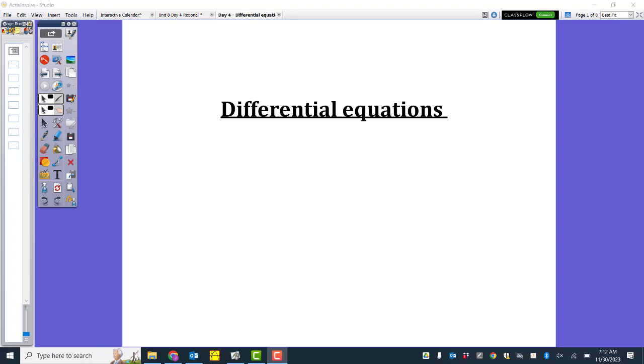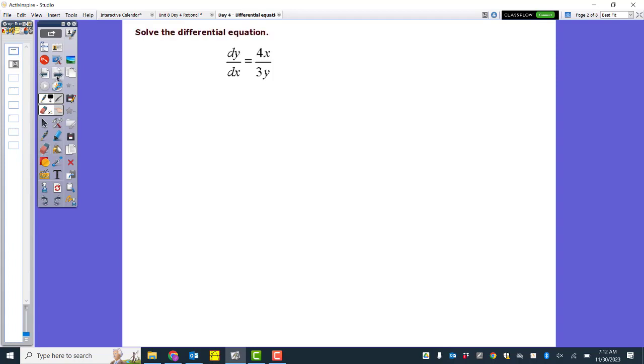Alright guys, today we're looking at differential equations. Now we said at the beginning of the year, or earlier in the year, specifically when we were doing some integrals, that differential equations will show back up. Now, a differential equation is any derivative looking equation that can be solved by finding its integral.